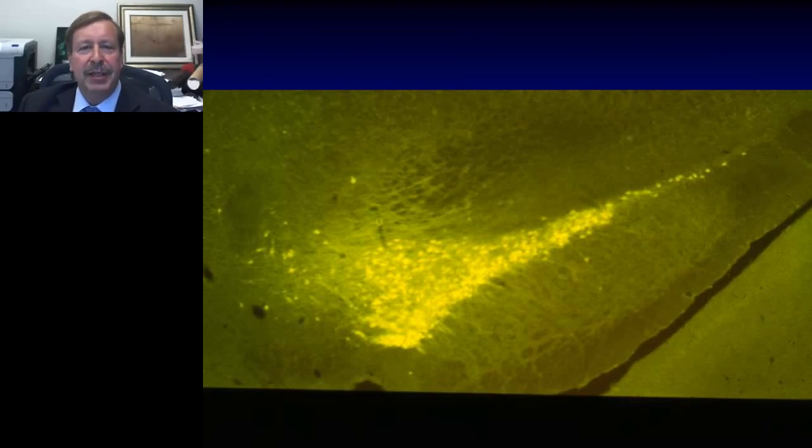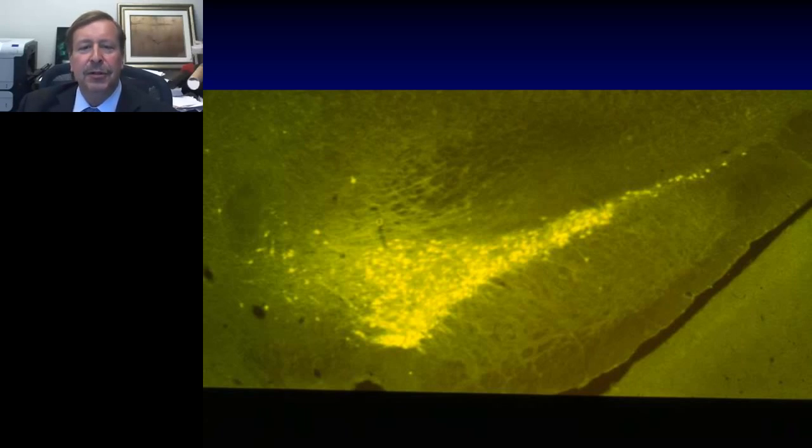Now, I'll be talking about the dopaminergic system. The dopaminergic system is located in the midbrain of a rat and the midbrain of a human. In this case, what we have are tyrosine hydroxylase labeled neurons in the bright yellow colors that show you the ventral tegmental area and substantia nigra.